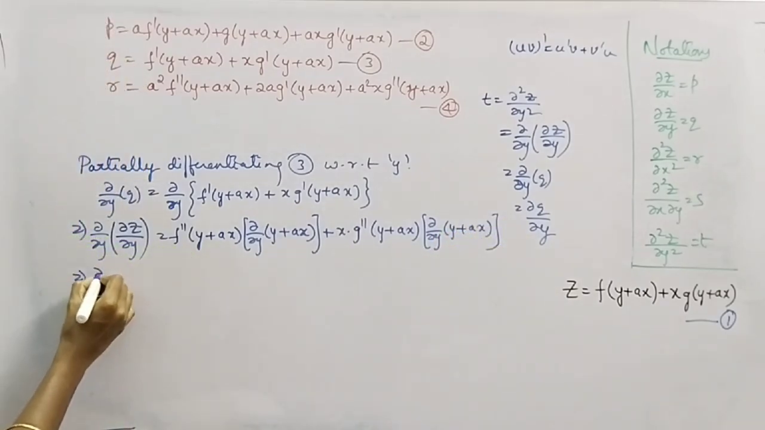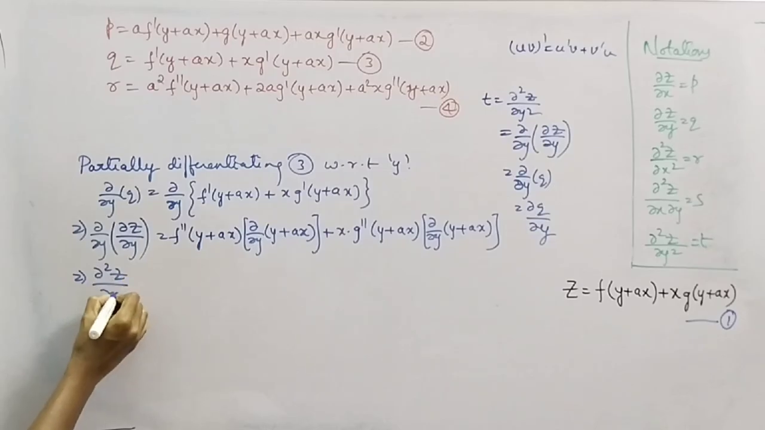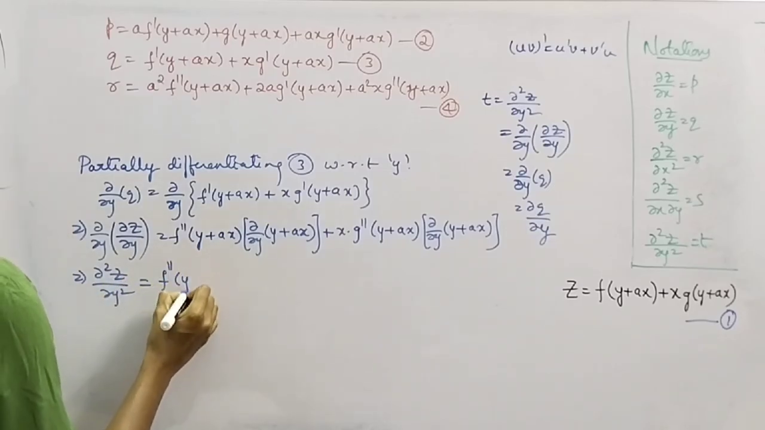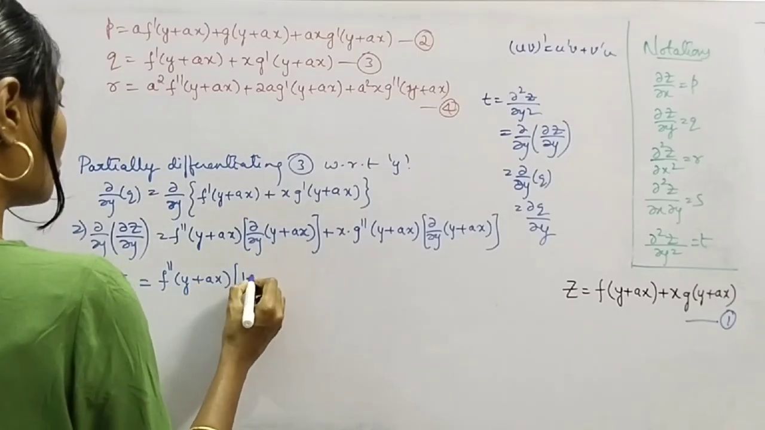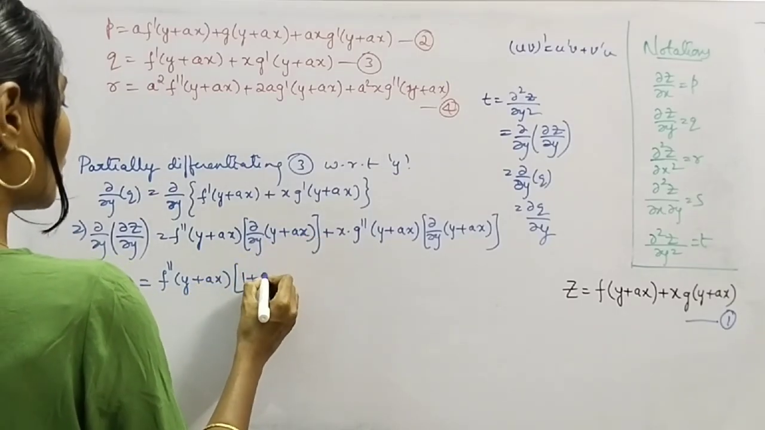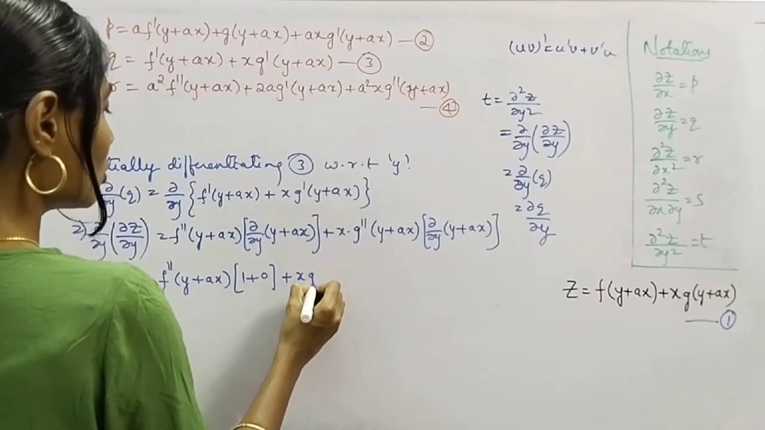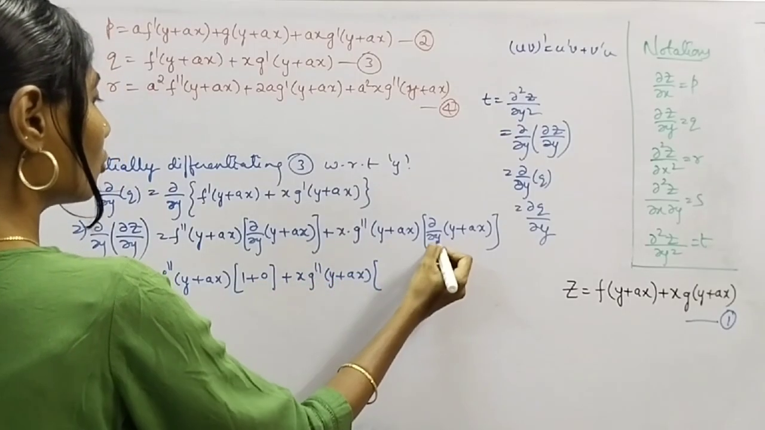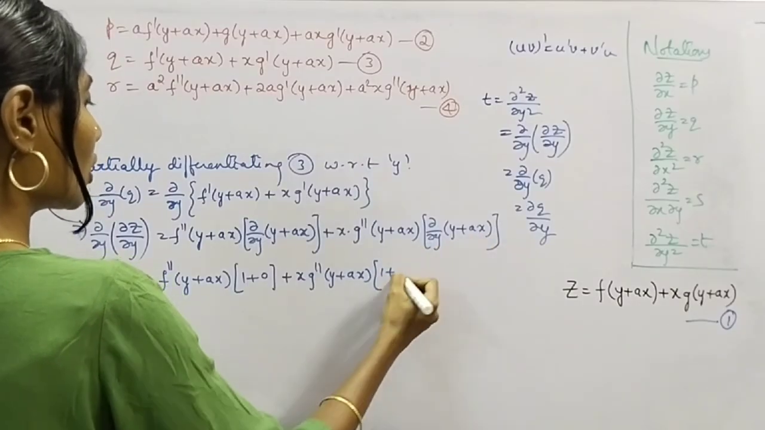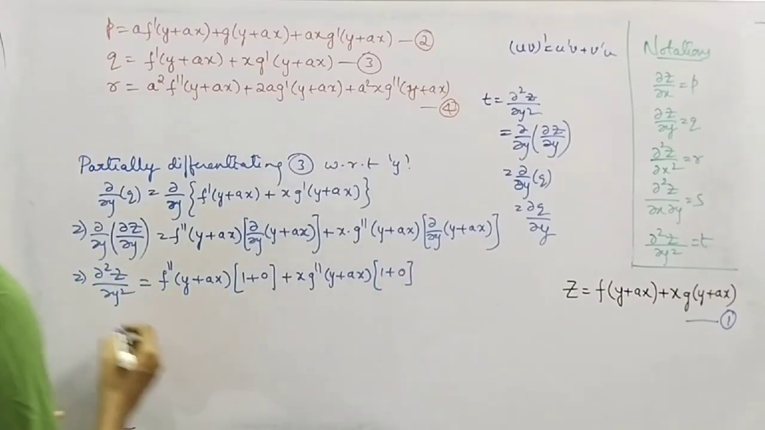This gives us dou square z by dou y square equal to f double dash of y plus ax into the partial derivative of y with respect to y, which is 1, plus the partial derivative of a constant with respect to y, which is 0, plus x into g double dash of y plus ax into the partial derivative of y with respect to y, which is 1, plus the partial derivative of ax with respect to y, which is 0.